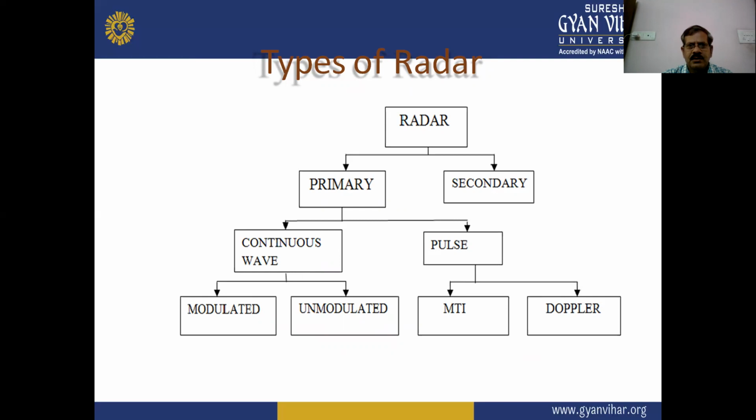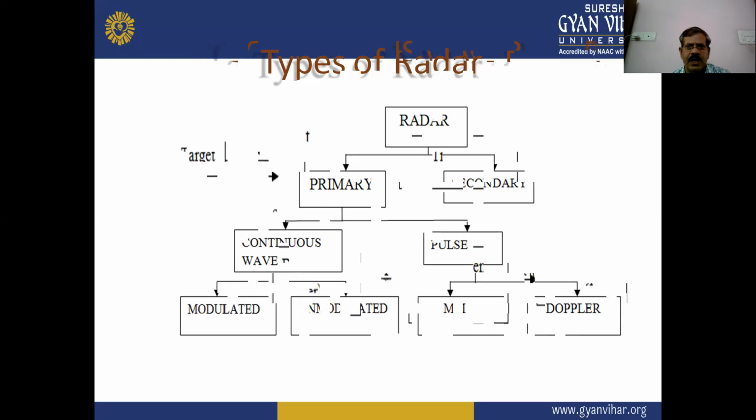Types of radar. So radar is of two types: first, primary radar, and second, secondary radar. And again, primary radar has two types. One is continuous wave radar and the second is pulse radar. And again, continuous wave radar has two types, modulated radar and unmodulated radar. And pulse radar is also of two types. The first one is MTI radar and the second is Doppler radar. So these are the types of radar.